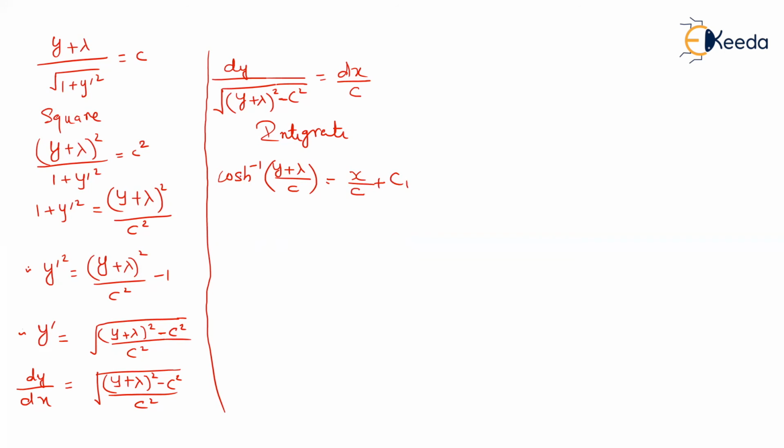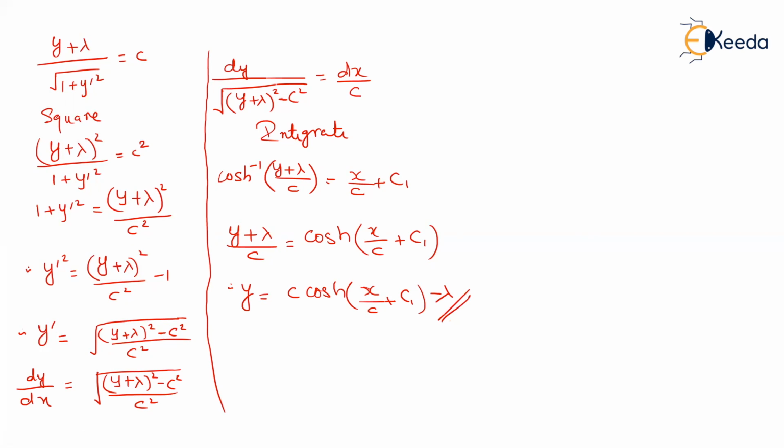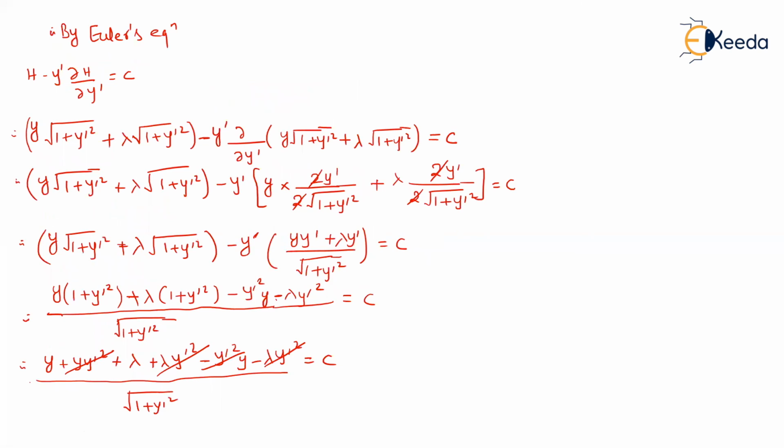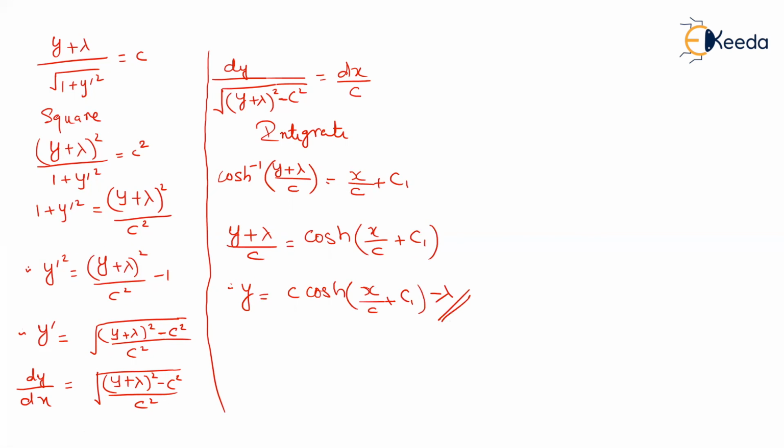I want y equal to, so cos hyperbolic inverse will go to that side. So y plus lambda upon c, cos hyperbolic inverse will go to that side and will become cos hyperbolic x by c plus c1. Therefore, y will be equal to, c will go to that side, c cos h x by c plus c1, and this plus lambda will go to that side and will become minus lambda. So that's it. The only thing in this particular problem is calculation. So please do it carefully and you can manage this example easily. Hope you understood. We're done with it. Thank you.